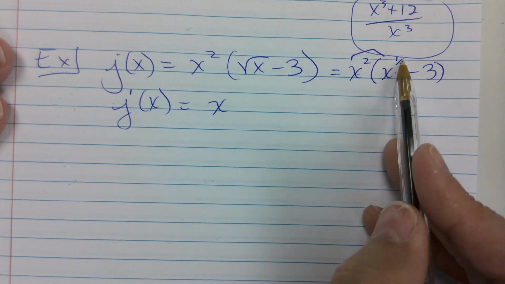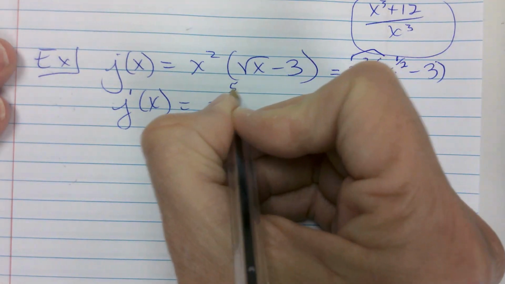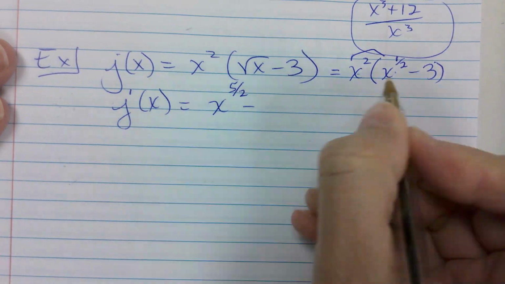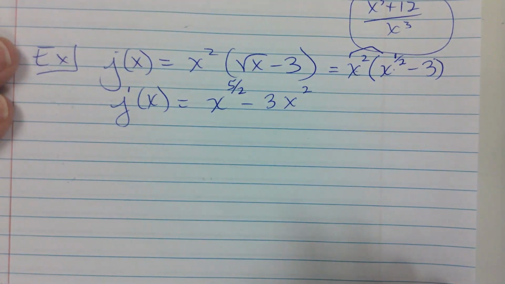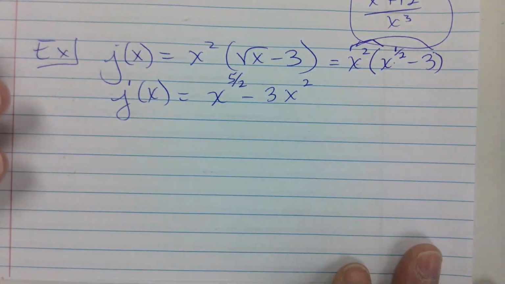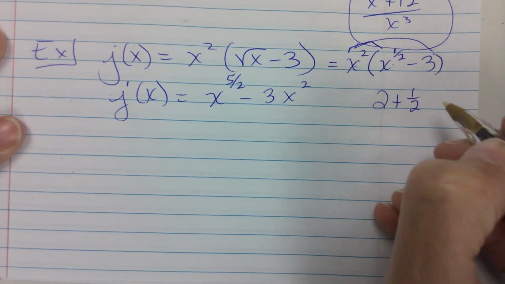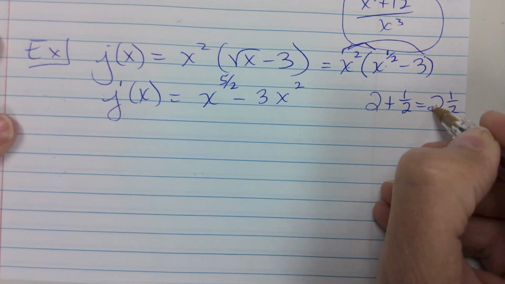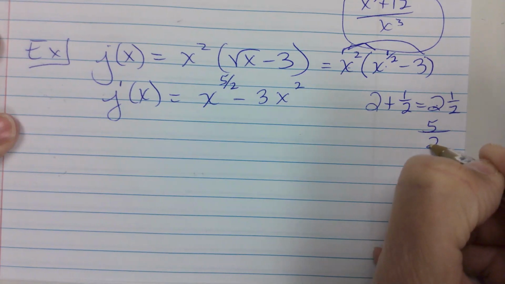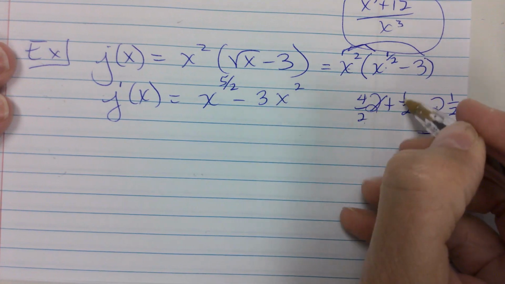Yeah, add them. 1 plus a half is 3/2. 2 plus a half is 5/2. 5/2, good, minus 3x regular squared, right? Everybody good there? If you remember, multiply 2 times 2 is 4, plus 1 makes 5. Or you could say 2 is the same as 4/2. 4/2 plus 1/2 is 5/2.